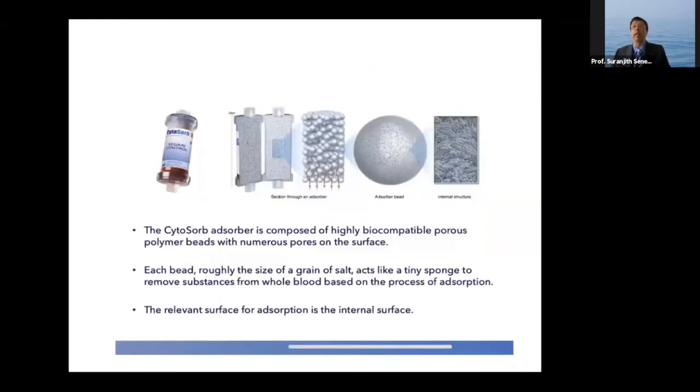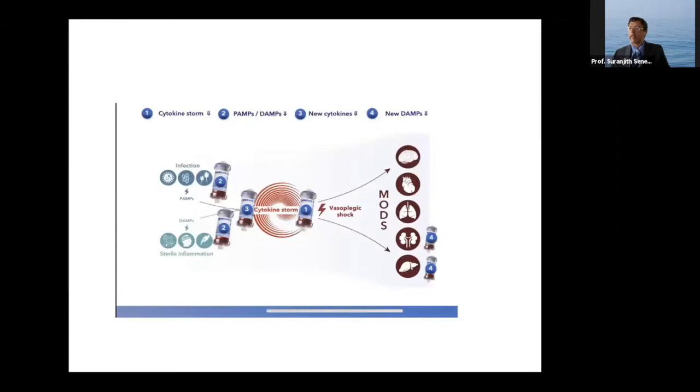Then can we remove different cytokines? And this is where the product CytoSorb comes in. It's composed of highly biocompatible porous polymer. Each bead is roughly the size of a grain of salt, and the relevant surface of adsorption, the internal surface, adsorbs the cytokine. That is important. It acts as a tiny sponge to remove substances through the process of adsorption. So that is another option that comes into the process in the correctly selected group of patients. So what does it do? At different levels, at the infection level, at the DAMP level, and at an organ level, it has several steps where it has a role to play. And this will be gone into in greater detail by the next two speakers, where I will give the pathogenesis part of the cytokine storm.